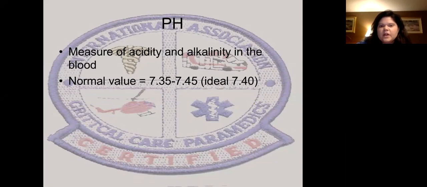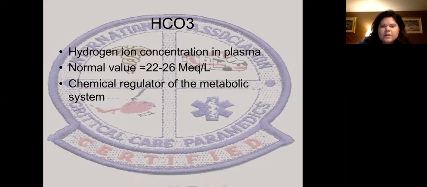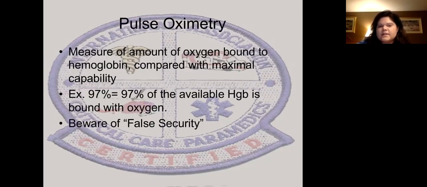The pH, this is what you're going to look at first typically. It's going to measure the acidity or alkalinity in the blood. A normal value is 7.35 to 7.45, however ideal is 7.40. Anything below 7.35 is acidic, anything above that is going to be alkaline. Your bicarb or your HCO3 is your bicarbonate concentration in the plasma. The normal value of this is 22 to 26 mEq per liter. Chemical regulator of the metabolic system.